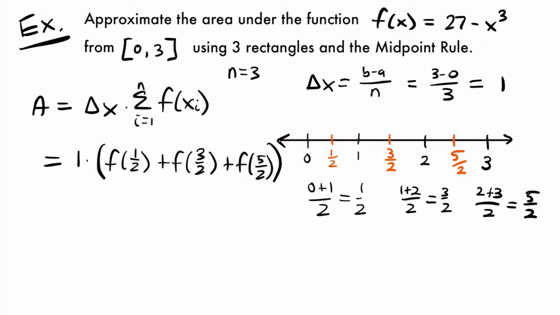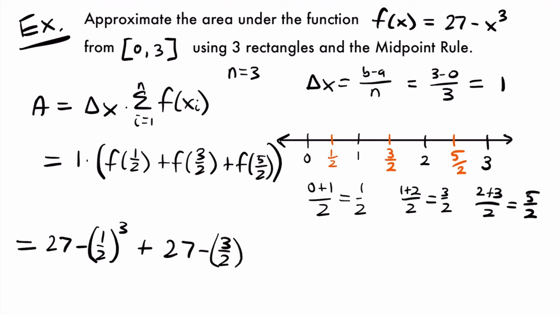All right, and so then this will be equal to 1/2 plugged into our function. And so that'll give us 27 minus 1/2 cubed. And then we will add 3/2 plugged into our function. So we'll have 27 minus 3/2 cubed. And then we will have 5/2 plugged into this function. And so we'll have 27 minus 5/2 cubed.